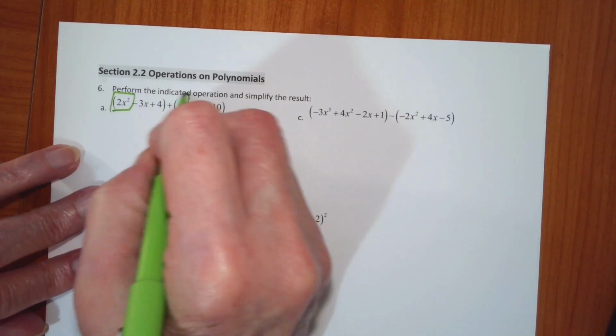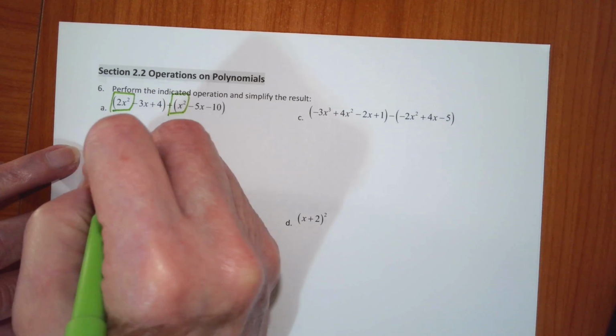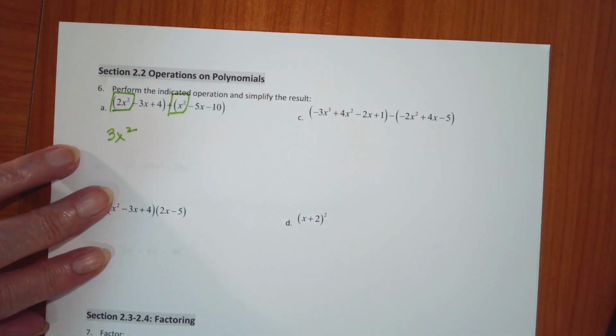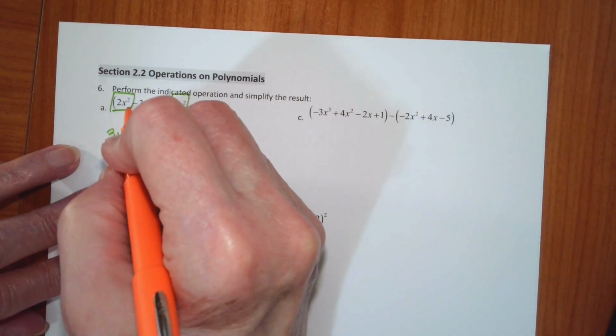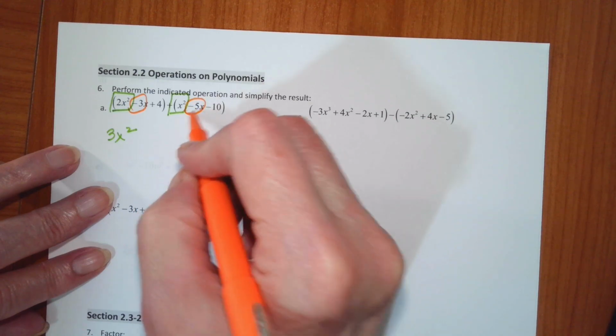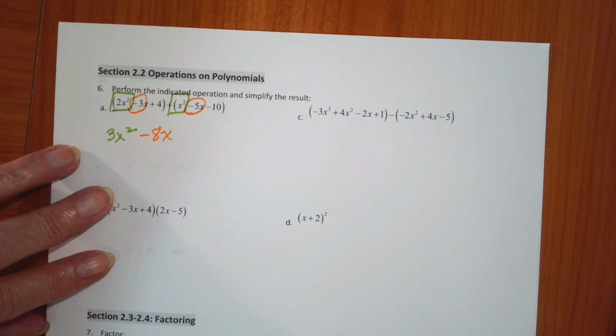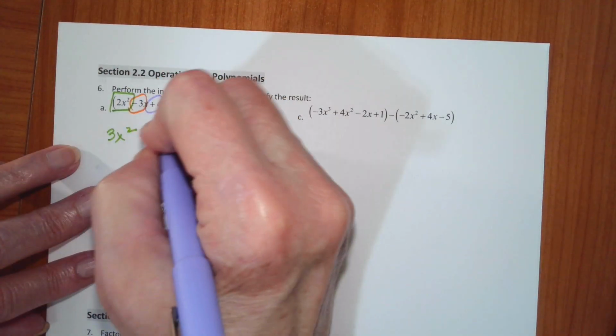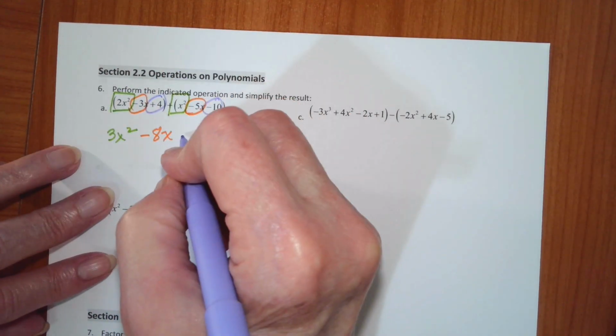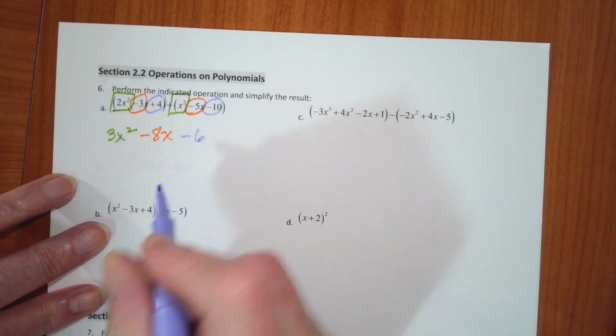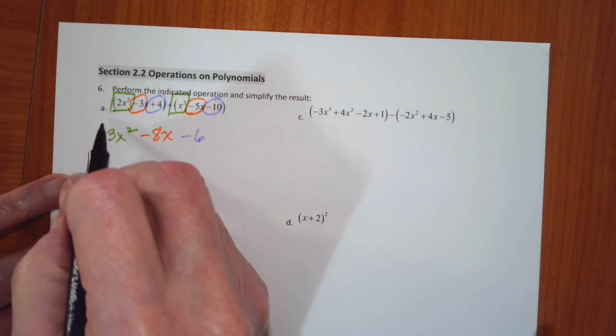2x to the second plus x to the second gives me 3x to the second. Negative 3y minus 5y gives me 8y, excuse me. 4 minus 10 is -6. And there you have it.